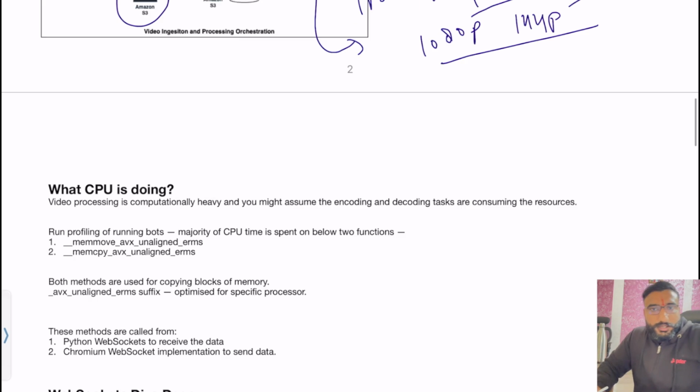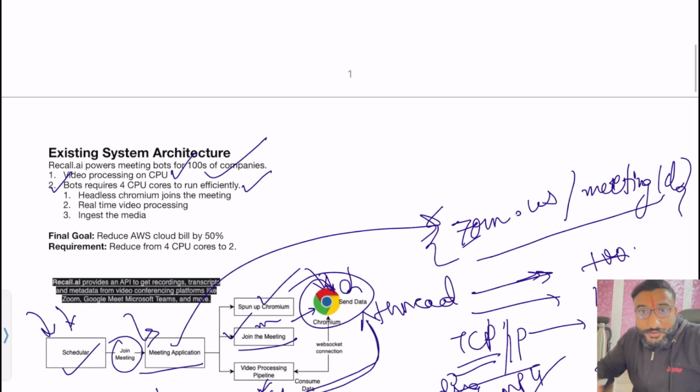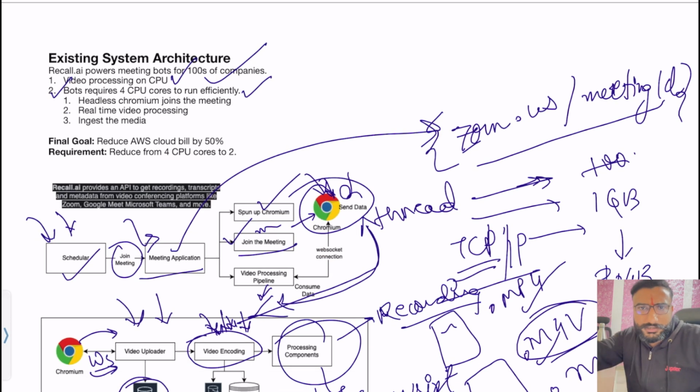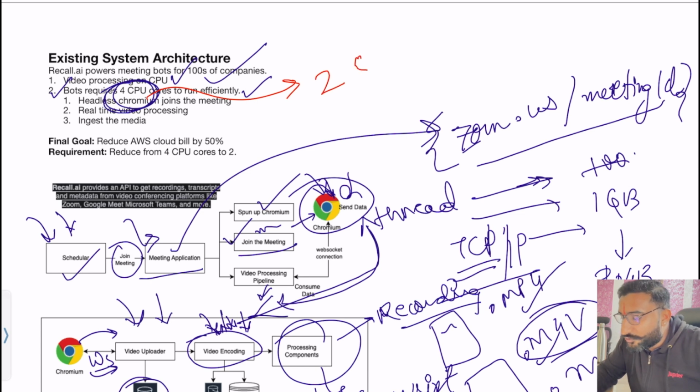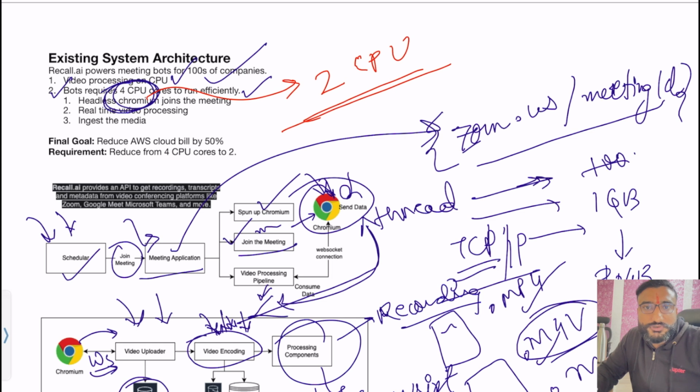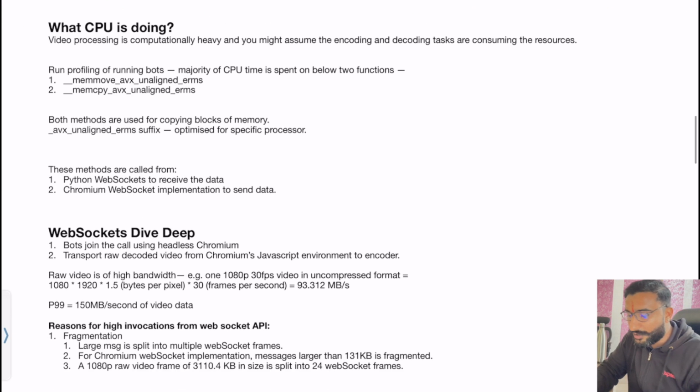Now coming back to our requirement, what we want: this is working great, there is no bottleneck. The only bottleneck is we are paying a high bill to AWS. We want to somehow reduce that bill. We are using 4 vCPU. If you can reduce that from 4 vCPU to 2 vCPU, then your cost will be reduced, because you have reduced the infrastructure cost by half.